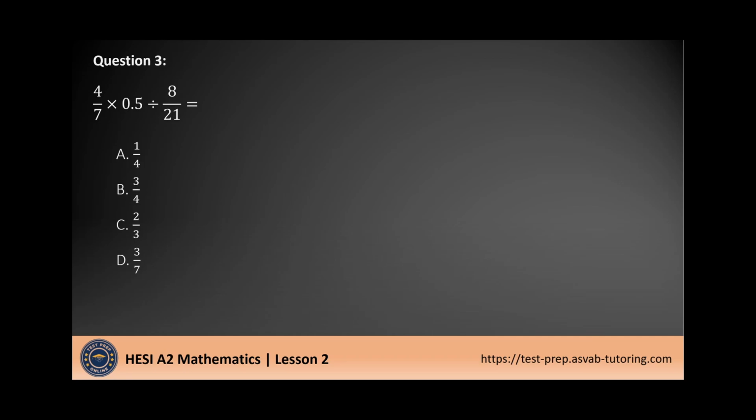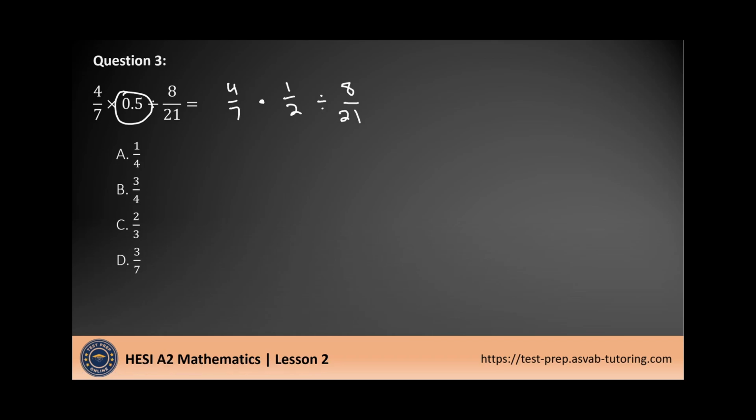Now we have 4/7 times 0.5 divided by 8/21. So the first step here is going to be to make these all look the same. Right now we have two fractions and one decimal. So let's turn this decimal into a fraction. We should know that 0.5 is equal to the fraction 1/2. Okay, so I've just rewritten this problem, replacing the 0.5 with 1/2.